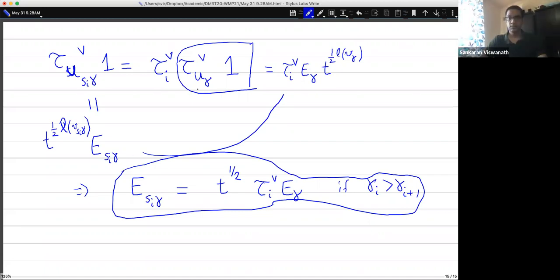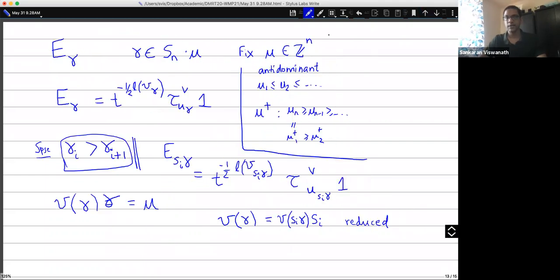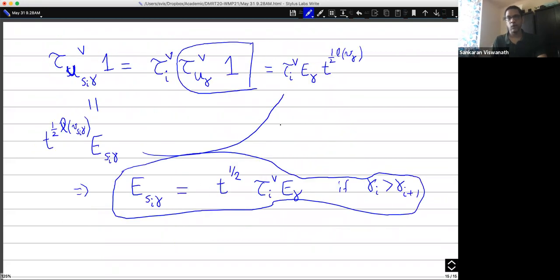So what does this mean? This says how you would generate all the E gammas. Recall, what did I start with? I started with an anti-dominant mu. So what it says is you can fix every inversion. Every time you see an inversion, you can fix it and you will get the subsequent Macdonald polynomial from the previous one by applying the corresponding tau_i check.